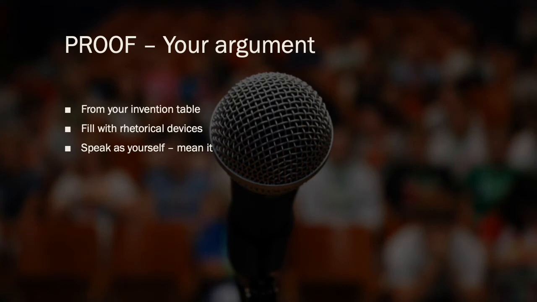The next section in your argument is the proof. This is the proof section. So this is where you go back to your invention table and you take each of your points in turn and you fill those paragraphs, you fill those statements with rhetorical devices. You take every opportunity to emphasize your point. You take every opportunity to repeat your key ideas. You take every opportunity to persuade that audience using rhetorical techniques that your argument is correct.